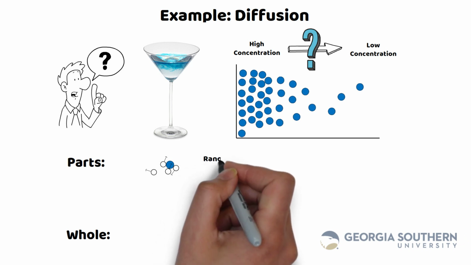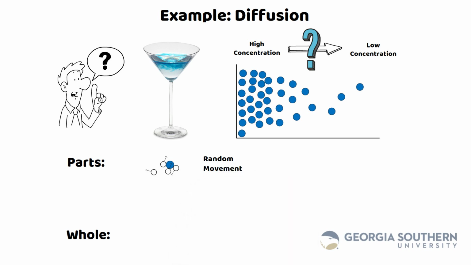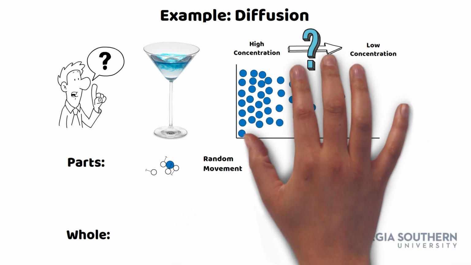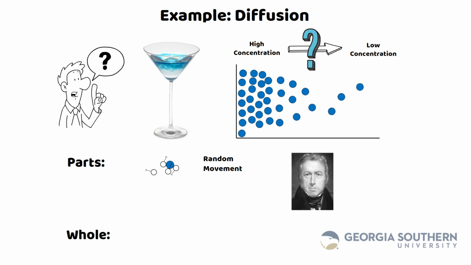We call this random movement Brownian motion, which is named after the Scottish botanist Robert Brown. In 1827, Brown observed this same phenomenon while studying pollen grains suspended in water. The directional movement of the blue dye is diffusion. It is an emergent process caused by the random motion of the water molecules and the dye particles.